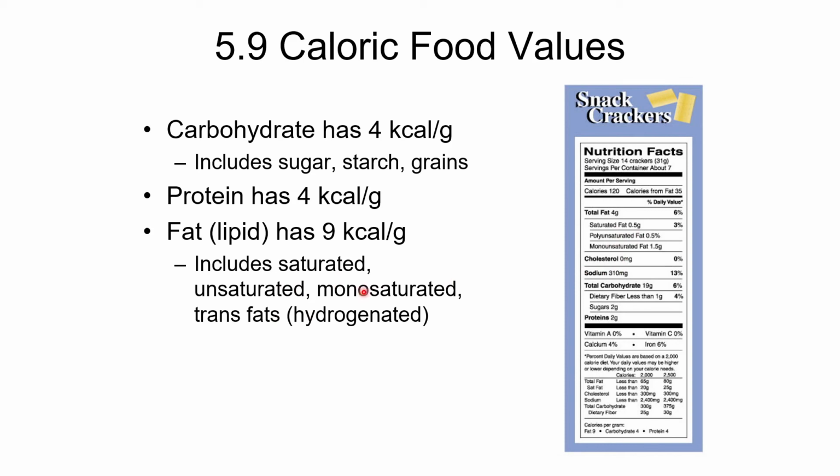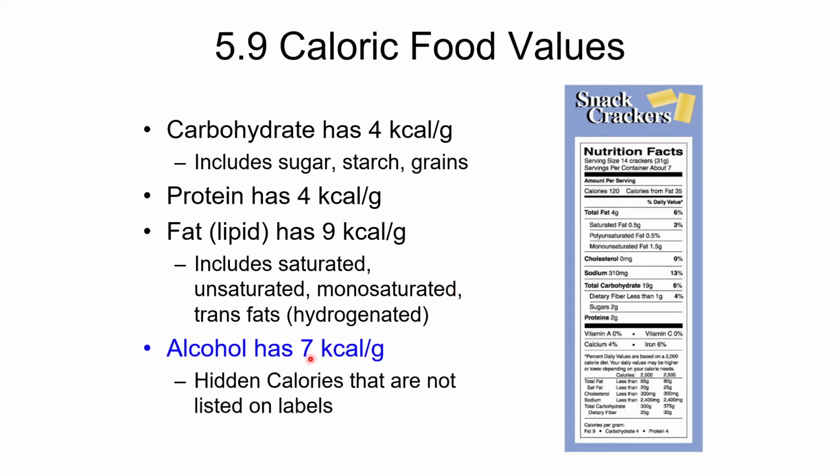There is one more that I want to mention, and that is something not listed on your typical food label, nutritional facts label, and that's alcohol. And alcohol has a fuel value of 7 kilocalories per gram. These are hidden calories that are often not listed. It will usually be listed in the total calories if you have an alcoholic beverage, if it lists the calories. But they don't put them on the label, and they can't put them on the label.